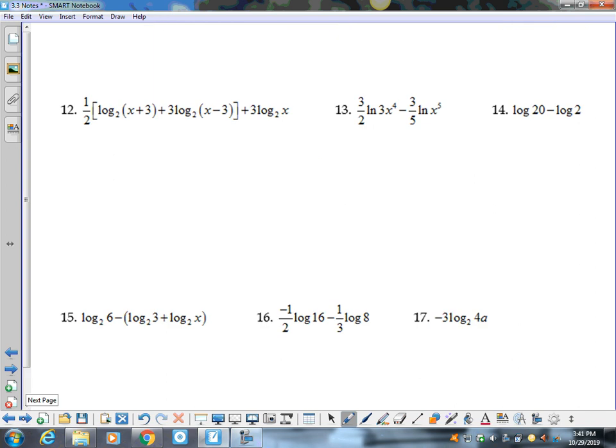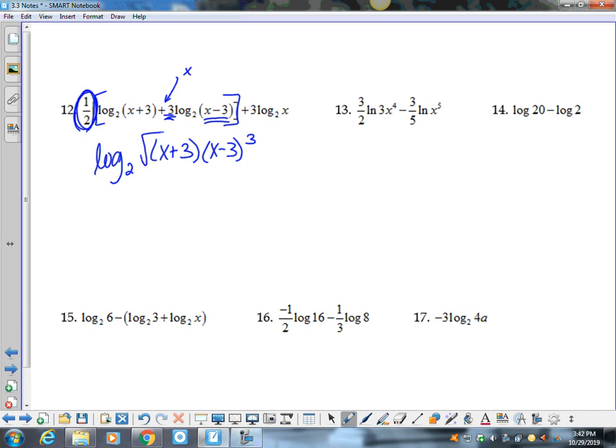Okay, number 12. This is a power, which is a root, through the bracket. So I have log base 2. This is multiplication. That's a power. So x plus 3 times x minus 3 cubed, and just the x minus 3 is cubed. And then I'm going to square root all of that. And then I'm going to multiply it by x to the third.